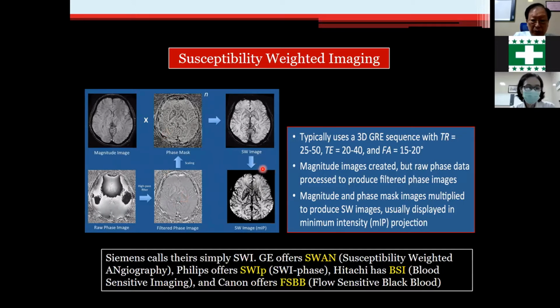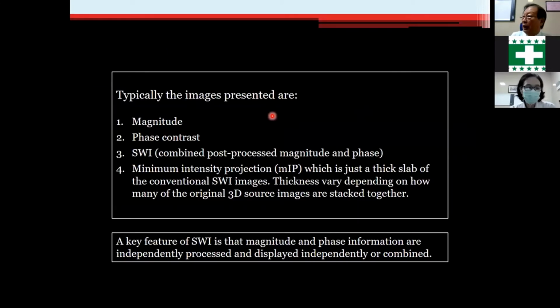So from the SWI sequence you get the MIP image and the phase image. Different vendors call it by different names: SWI, SWIP, VenBOLD, SBI, FSBB. Typically the sequence gives a magnitude image and a phase contrast image, and SWI is post processing that combines the magnitude and phase contrast.